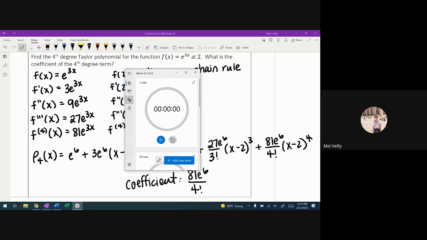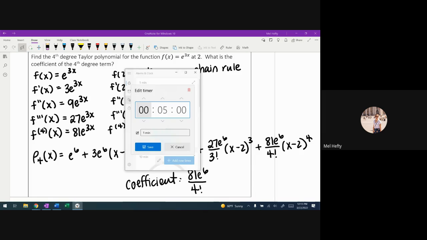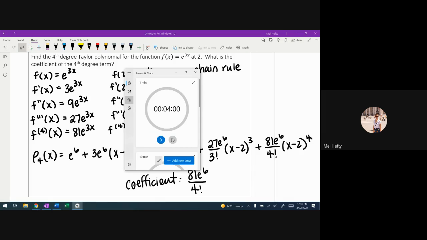All right. On one hand, how many more minutes do you need? All right. I see 3s and 5s, so let's go with 4. The second one's much shorter.